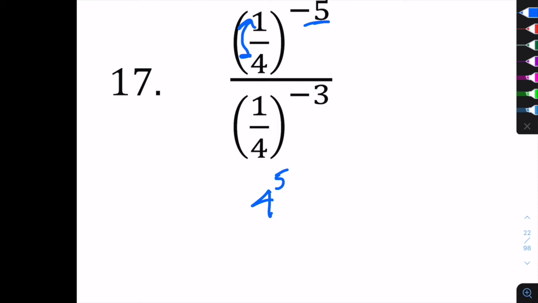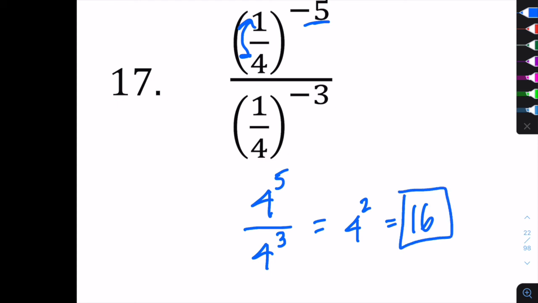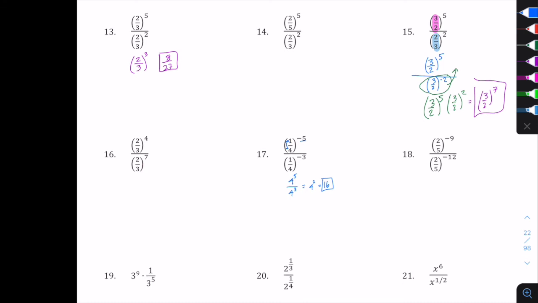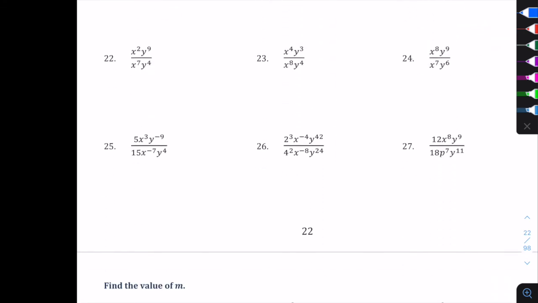So, hey, 4 to the 5th, that's so much better than 1/4 in the negative 5th. We can do the same thing on the bottom and make it 4 to the 3rd. Hey, quotient property time, same base, different exponents, subtract them. 5 minus 3 is 2, 4 to the 2nd is 16. That was awesome.